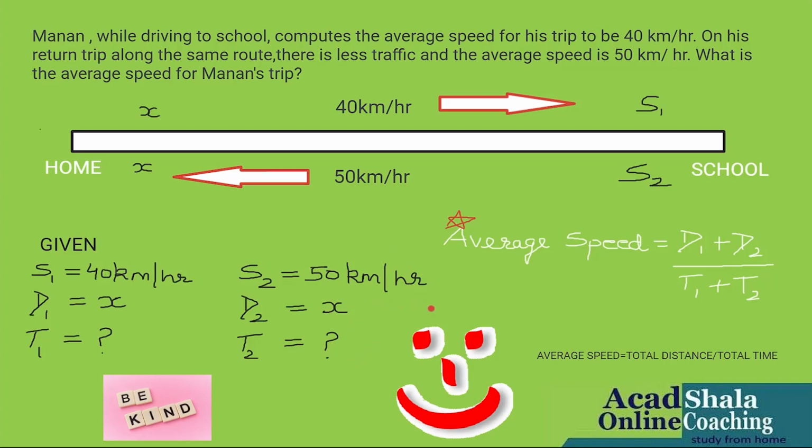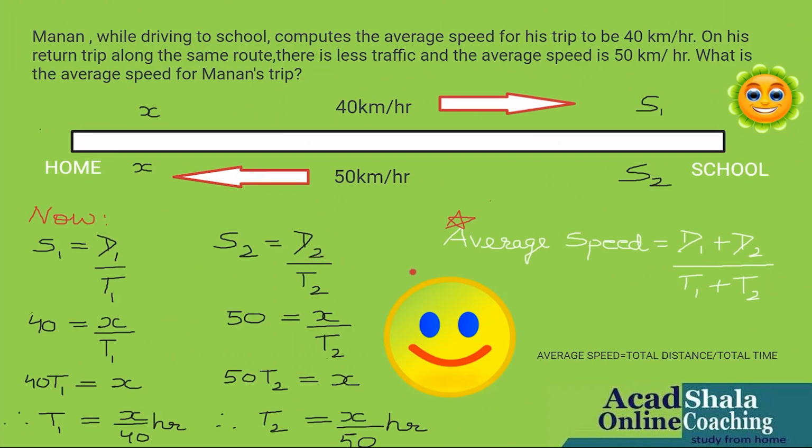Now, knowing the formula, average speed is the total distance over total time taken. Yes or no? So that means D1 plus D2 over T1 plus T2. In this formula, we have come to know D1 and D2, that is x plus x. For T1 and T2, of course, we have to take out T1 and T2, that we are going to solve in few seconds.